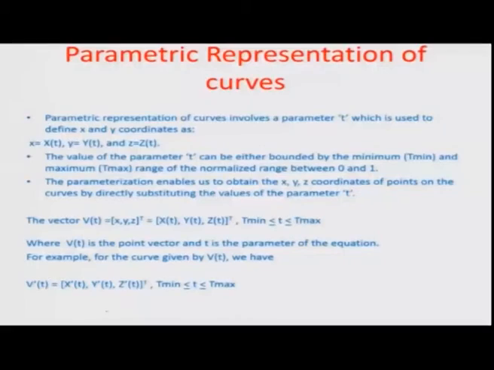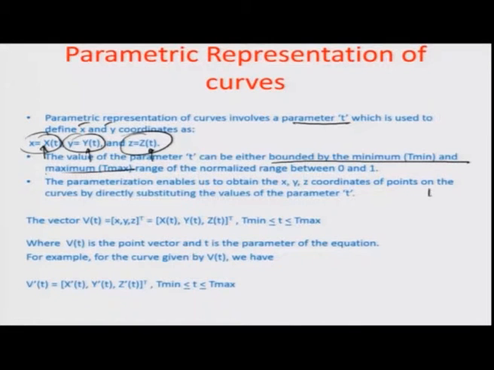So, parametric representation of the curves obviously involves a parameter t, which is used to define coordinates x and y. So, you can say in a 3-dimensional space, all the 3 coordinates x, y and z are a function of t. X is, for example, capital X t, y is capital Y t, z is capital Z t. Further, the parameter can be bounded by a minimum and a maximum value. For example, t can vary between some t minimum and t maximum range.